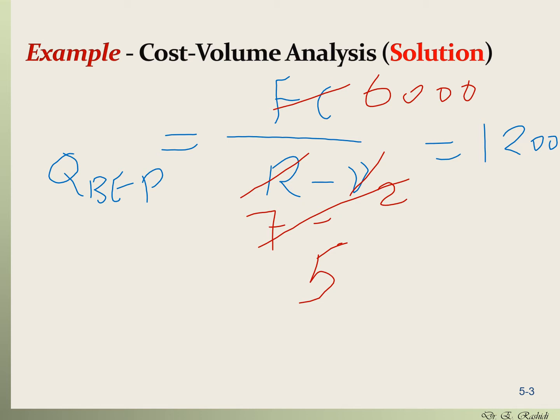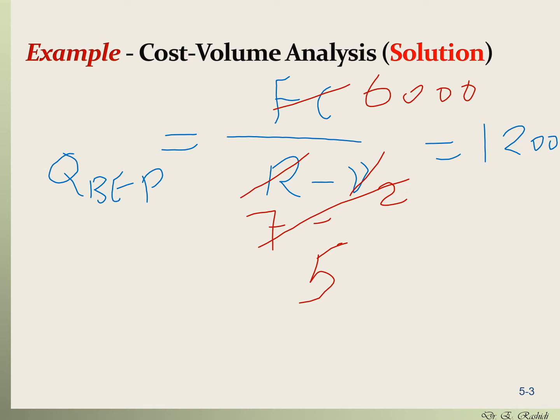That means that you have to produce and sell 1,200 pies in order to break even. That means that at that quantity, 1,200, your profit is 0. That means your total cost is equal to total revenue.